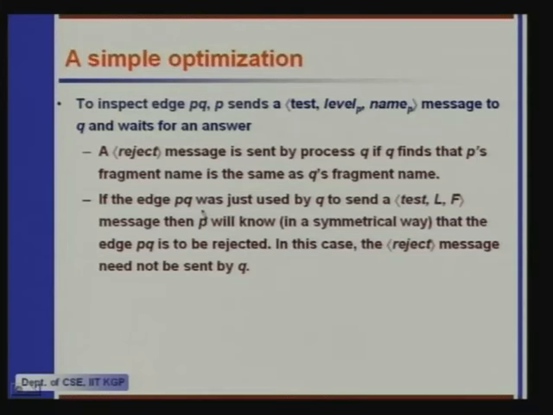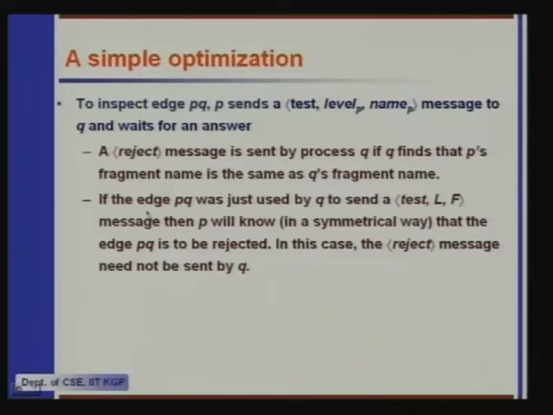Do you see what that means? P has sent a test message to Q, and Q has also sent a test message to P, right. Now, when Q gets the test message from P, it sees that our names are the same. So, this edge has to be rejected, but it knows that, okay, I have sent a test message. So, P will also be able to deduce that this is going to be rejected. So, why send another reject message, right. So, this is a simple optimization.